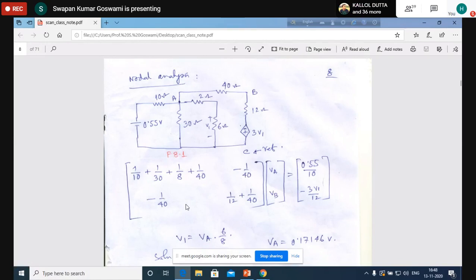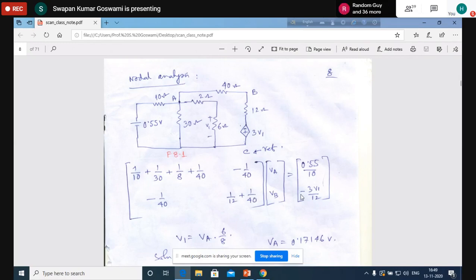Is it clear? Any question, anybody? Sir, can you explain it once more? Now, this equation, is it clear to you? Whatever is written now: self-admittance, mutual admittance, self-admittance into voltage variables equal to injected current. Is it clear? Yes, sir.